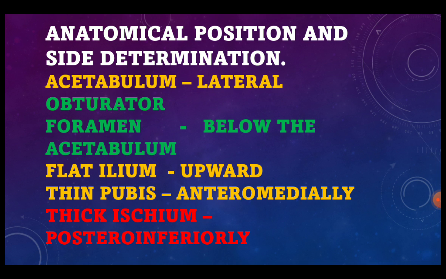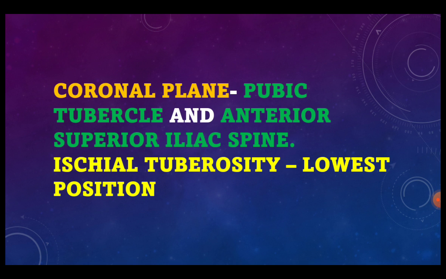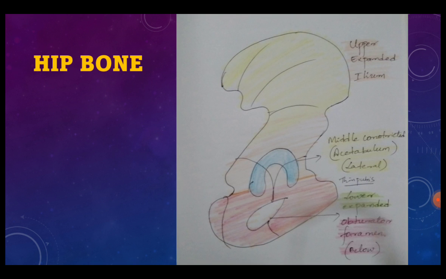I will try to put, and another one is the coronal plane. So we have here two regions, that is one is the pubic tubercle and anterior superior iliac spine. These both should be in coronal plane for side determination. And next is the ischial tuberosity. This should be in the lowest position. I will try to put in the diagram so that parts and relations can be easily remembered.